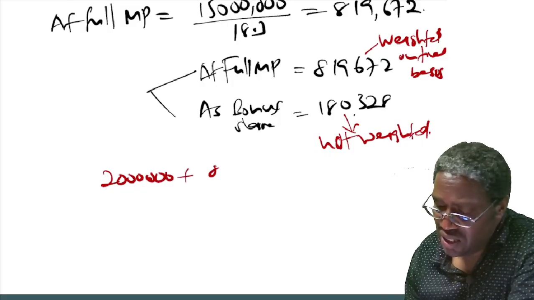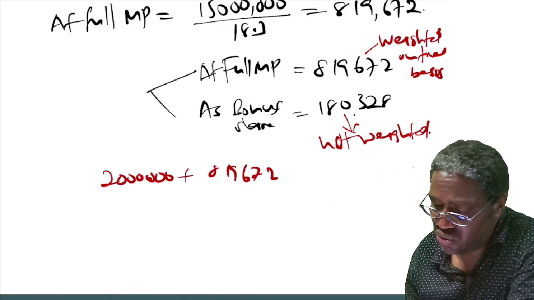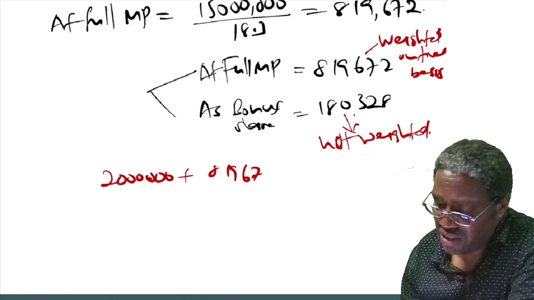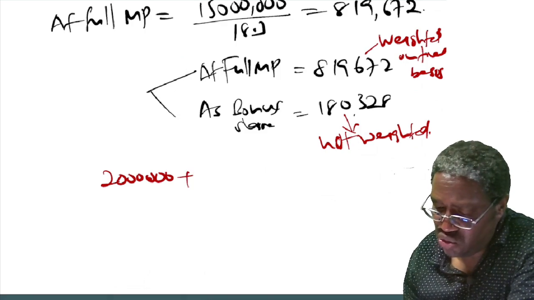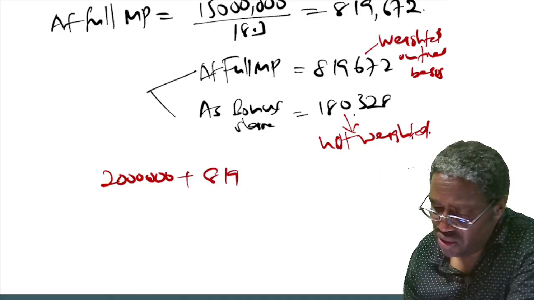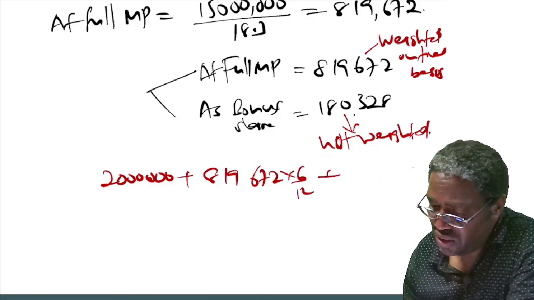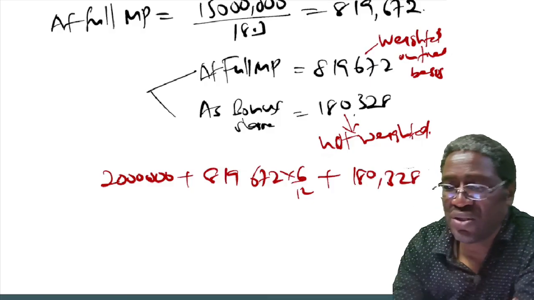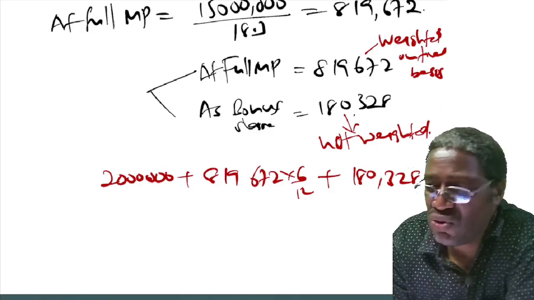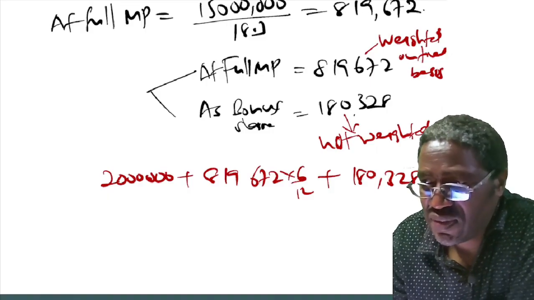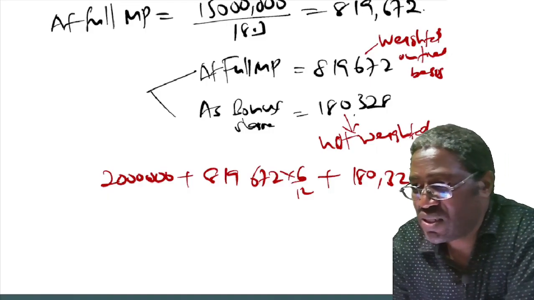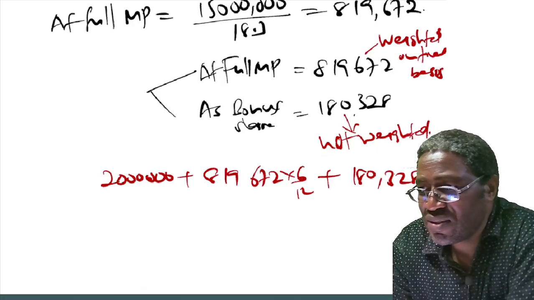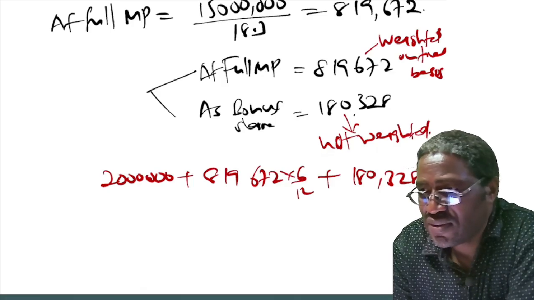plus 819,672, multiply that by the time the money came in, July, so it will be 819,672 times 6/12, plus the bonus element, that is 180,328. Good. That's how you compute the weighted average.